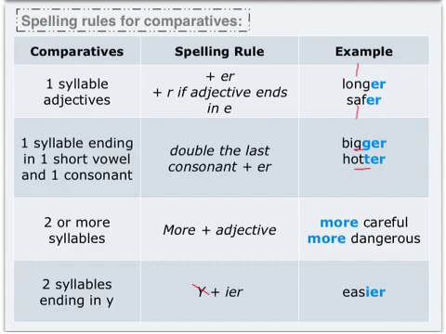Remember, the vowels are U, A, E, I, and O. Now, if you have two or more syllables, such as careful or dangerous, then you use the word more. Now, of course, there's always something that breaks the rule. So if you have a two-syllable word ending in Y, then you remove the Y and you add IER, such as in easier. Make sure you review and practice these rules.